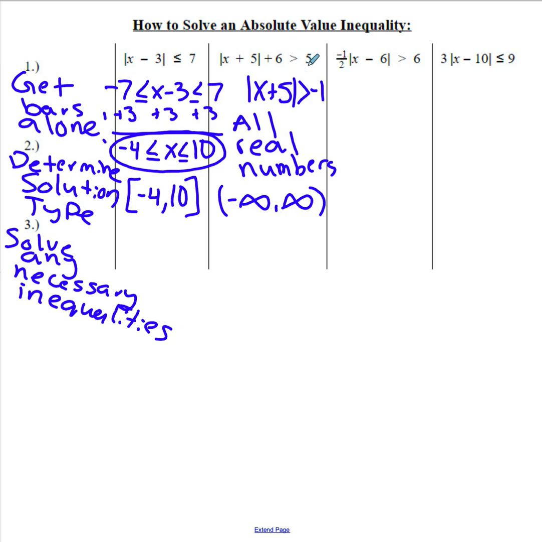I'm going to go ahead and solve the next two. So the first step here is to get the bars alone, and to get the bars alone, I'm going to multiply both sides by -2. -2 will cancel out, and I'll have x minus 6. Now, one thing to remember is because I multiplied by a negative number, I need to flip the direction of the inequality sign.